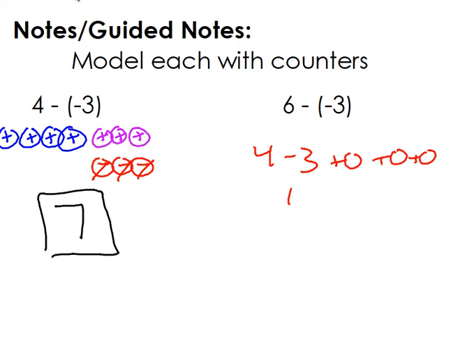So I know it's a little weird, so we're going to get some practice with this. It's a little bit different, but it's really just if we don't have the right amount of chips of a certain kind to take away, we need to add them by adding 0 pairs. So let's look at the second one here.